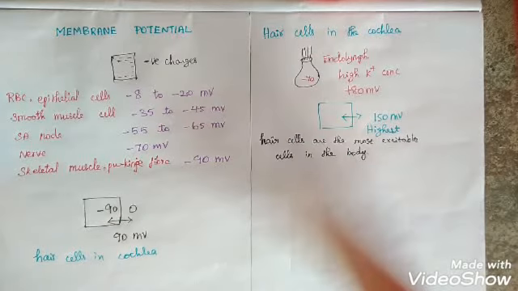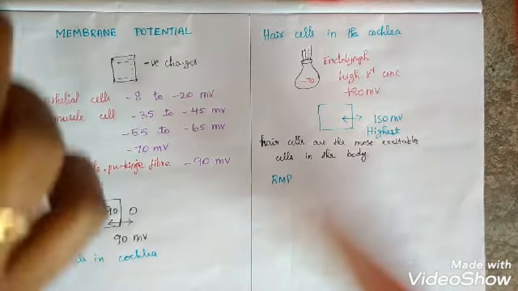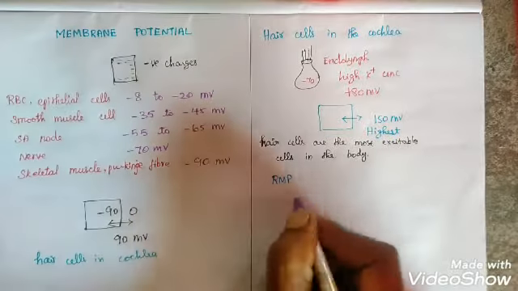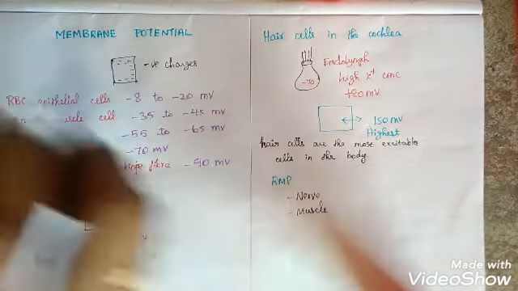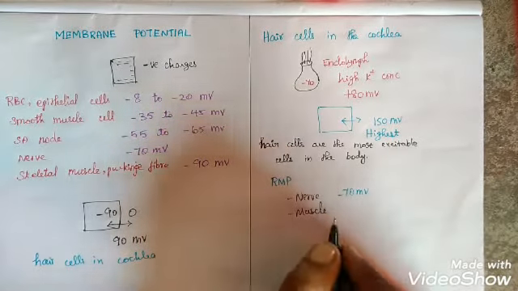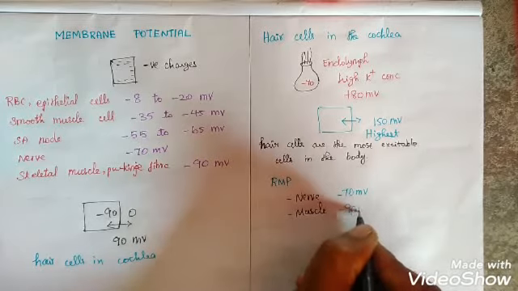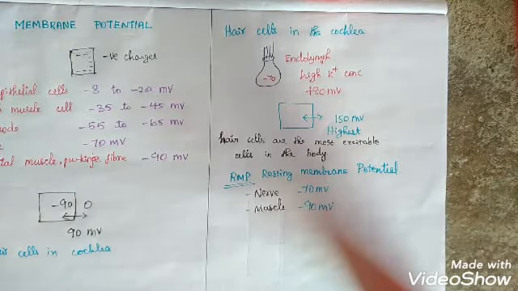Now for two tissues, we will use the term resting membrane potential. Those are the excitable cells, and they are nerve and muscle. For nerve, the resting membrane potential is -70 millivolts, and for muscle, mostly of skeletal muscle, it's -90 millivolts. These cells are excitable, and the membrane potential becomes positive temporarily and then becomes negative.